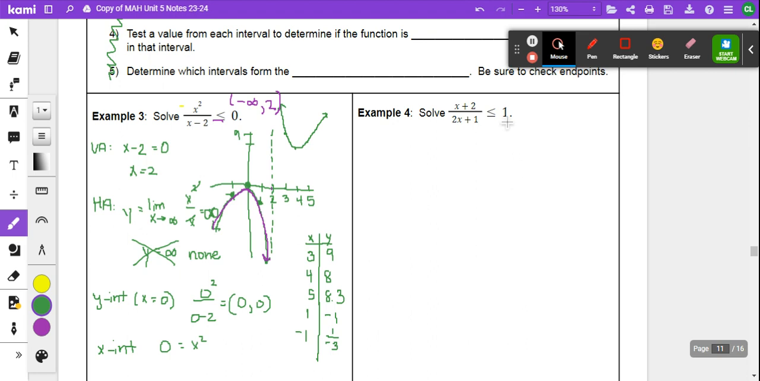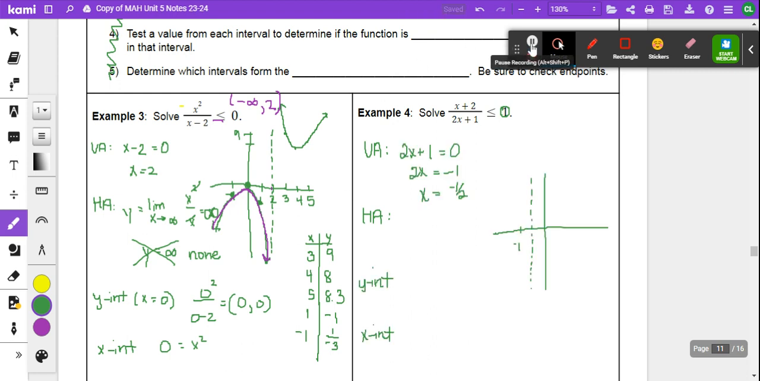All right, I've talked a lot. First thing I need you to do in example 4 is make this a 0. Otherwise it's a lot more involved. I want you to find vertical asymptote, horizontal asymptote, y-intercept, x-intercept. Find all those things and then come back. Push pause. Good luck.